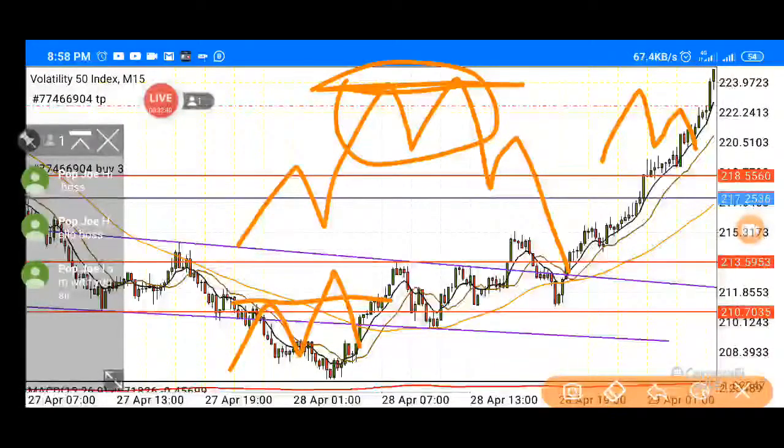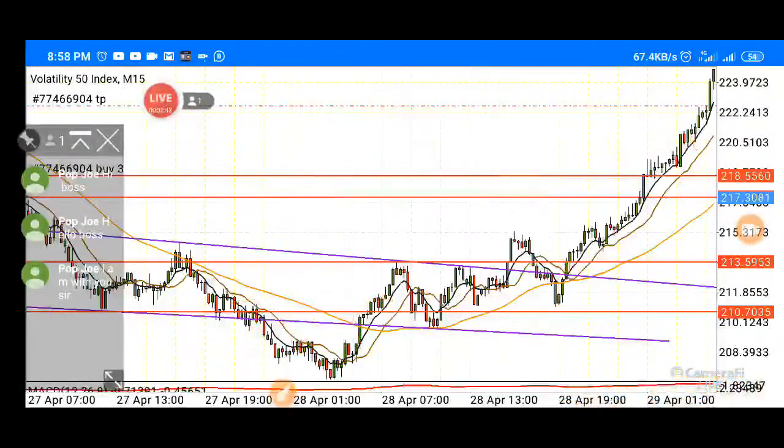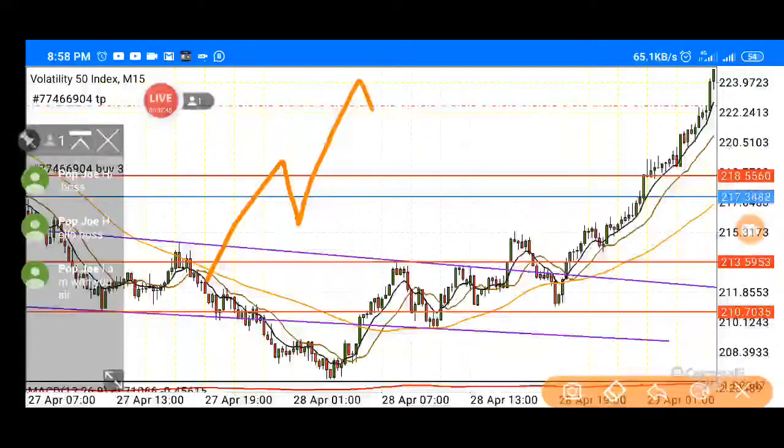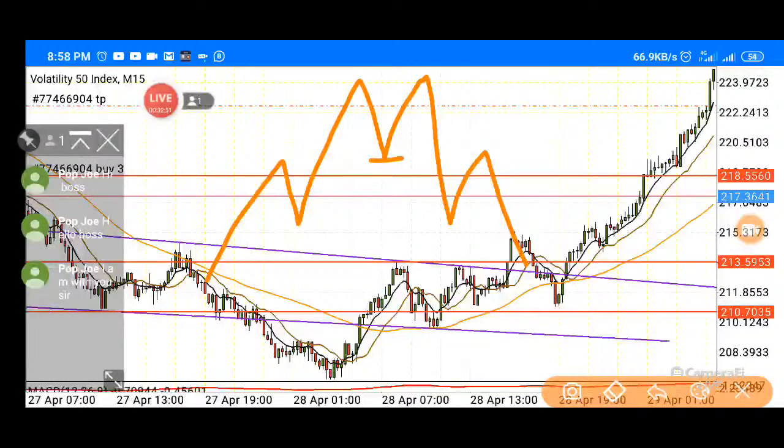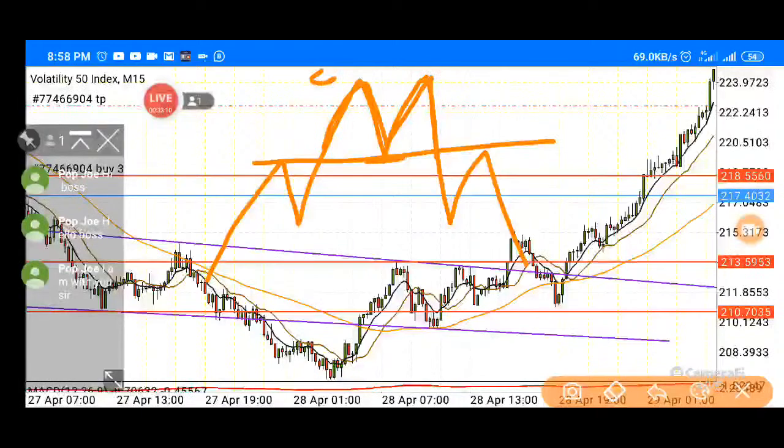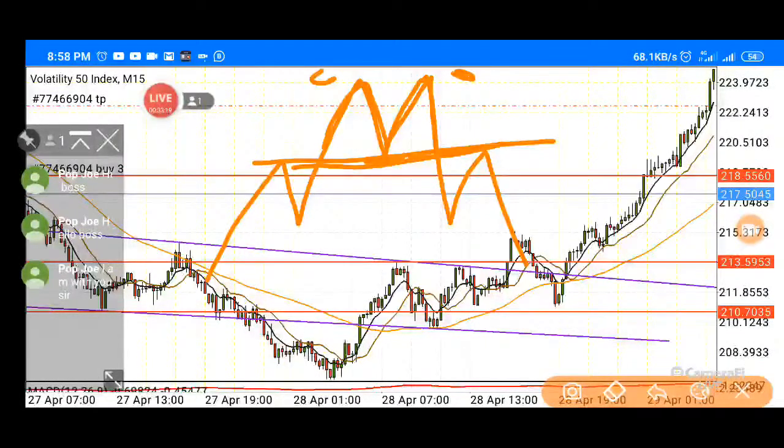The main thing to look out for is when it breaks the neckline. This is the neckline over here. This support is the neckline. So now see, whenever you see something like this and you see that the market is coming back from here after forming two tops, one, two, what you need to do is just wait for the market to break this support, which is called the neckline.